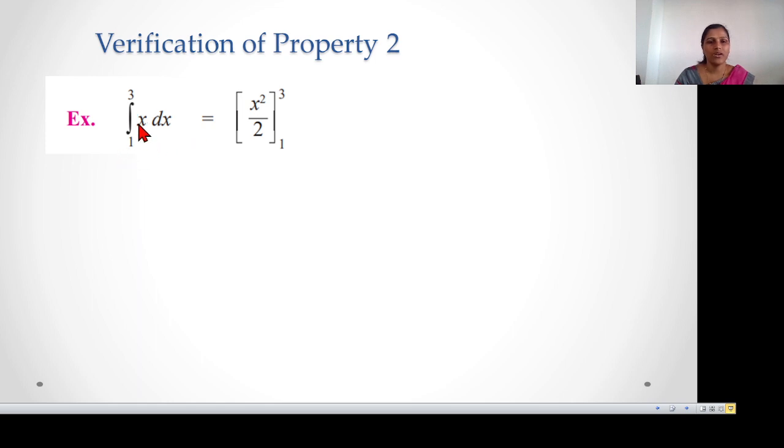Now, for verification of the second property, let us see one example. The example is integral 1 to 3 x dx. First, we will find the integral of x dx. We already know that the integral of x is x square by 2. So we now apply the limits from 1 to 3 to this term. Then we get the upper limit value minus the lower limit value. After calculation, this step appears and the final answer will be 4.